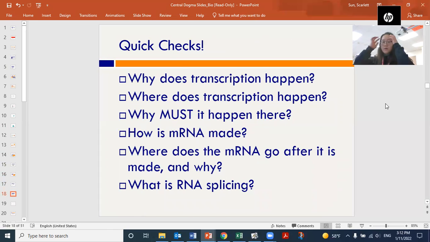So another quick check, go ahead and make sure that you can answer all these questions before you move on. Why does transcription happen? Where does it happen? Why must it happen there? How is mRNA made? Where does the mRNA go after it is made and why? And then what is RNA splicing? Pause and try to answer these for yourself.